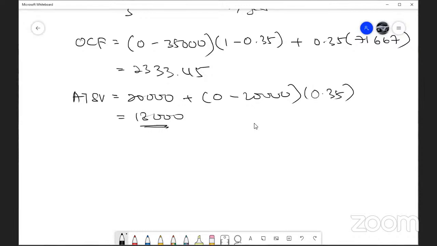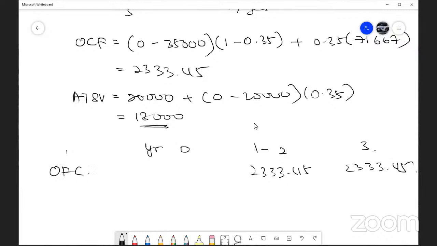NPV. So you need to do first the operating cash flow again. Year 0, 1 to 2, year 3. So all the cash flow is 2333.45. Okay, here's OCF. All right.